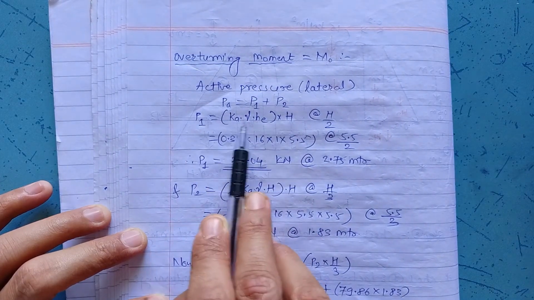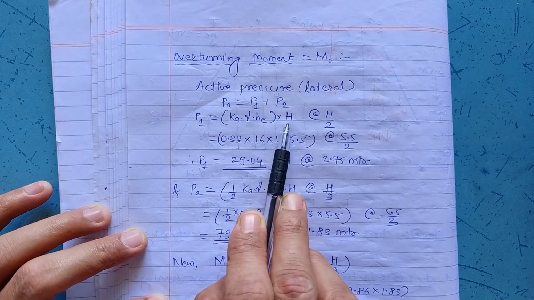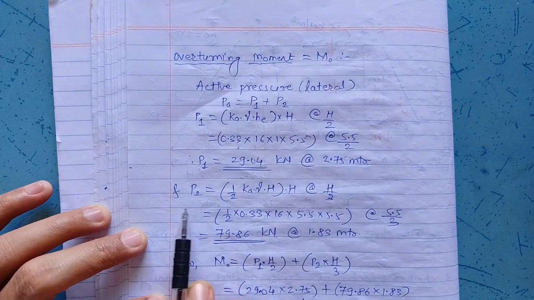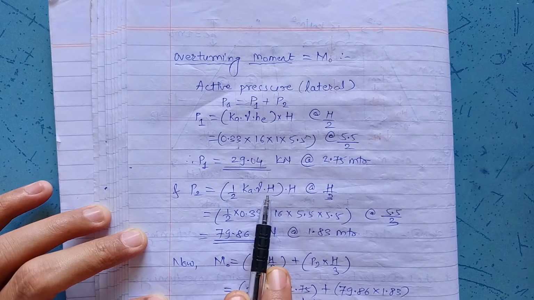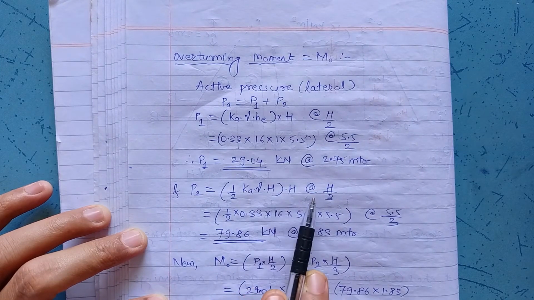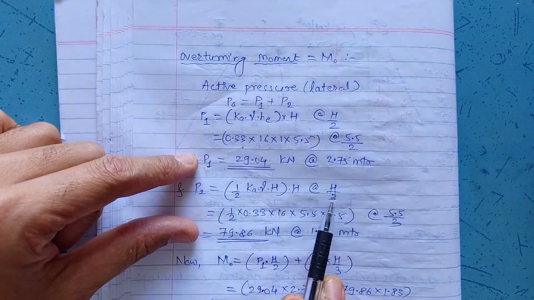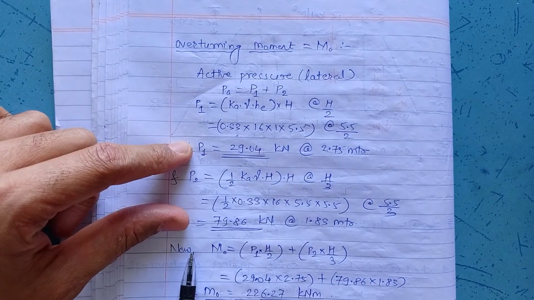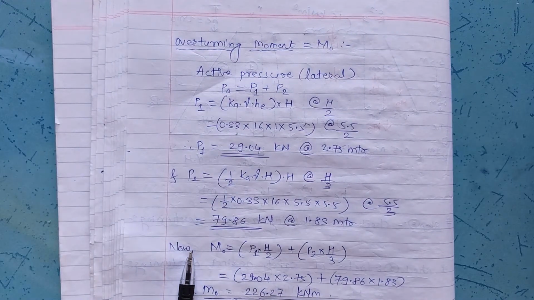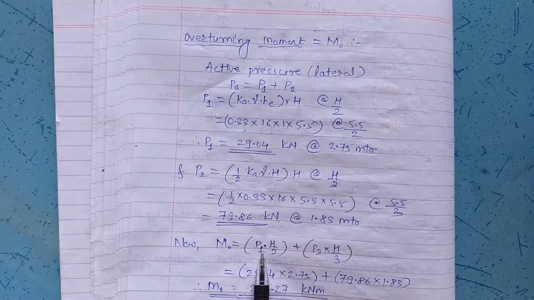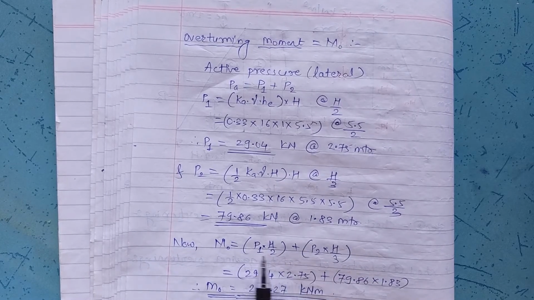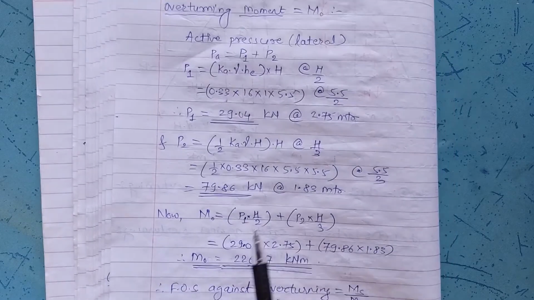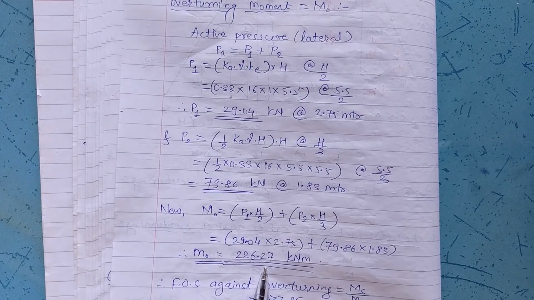PA will be P1 plus P2. P1 will be Ka into gamma into H into H acting at h by 2, whereas P2 will be half base into height, where base is gamma into Ka into H, H being the total height, acting at h by 3. Calculating P1 and P2 will give you the overturning moment, and you will get the overturning moment by P1 into h by 2 plus P2 into h by 3. These are the lateral forces multiplied by their lever arms. Hence the overturning moment we get as 226.27 kilonewton meter.